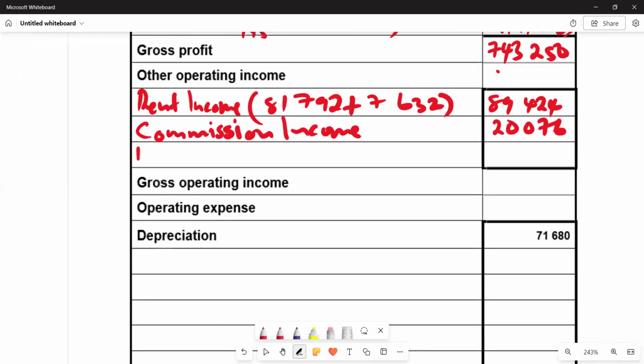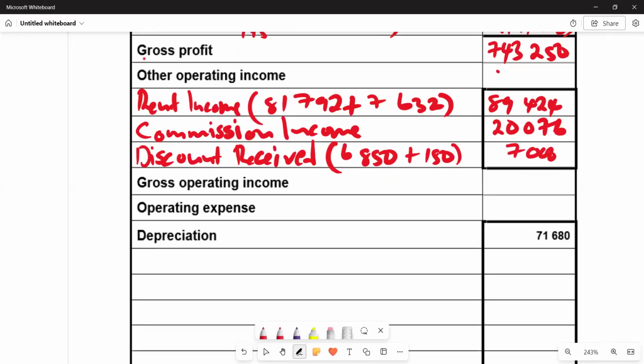So we put discount received. Then in brackets, you can just summarize the working whereby you say 6,850 plus 150. And then you get your answer, which is 7,000. So you can see that the spaces that we have for other income are exhausted. So we can add them to get the total now: 89,424 plus 20,076 plus 7,000.